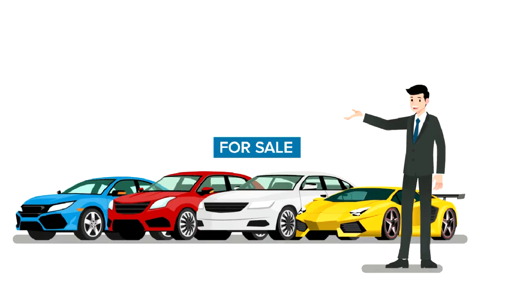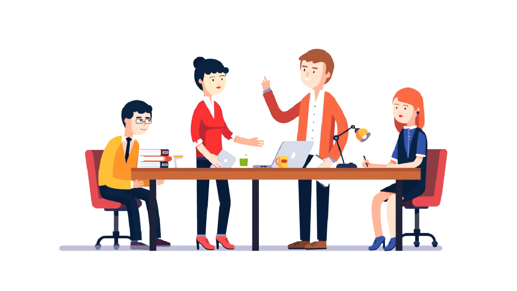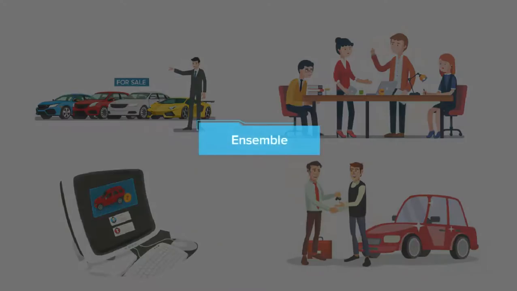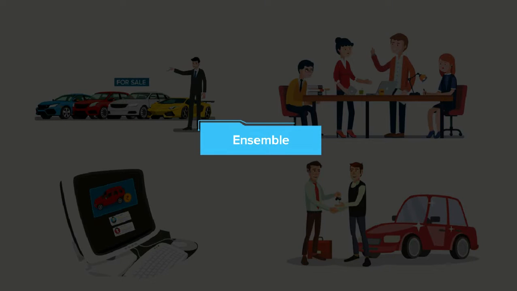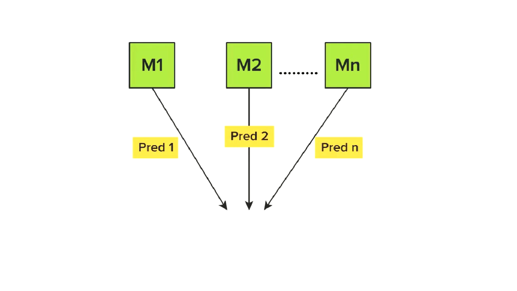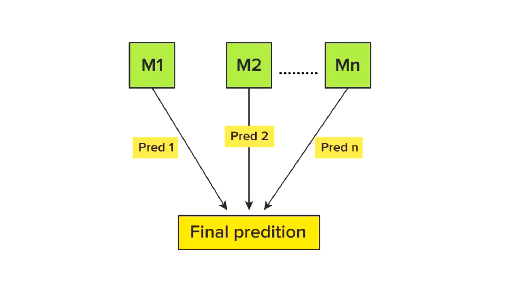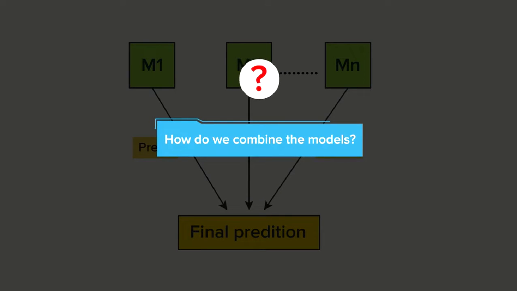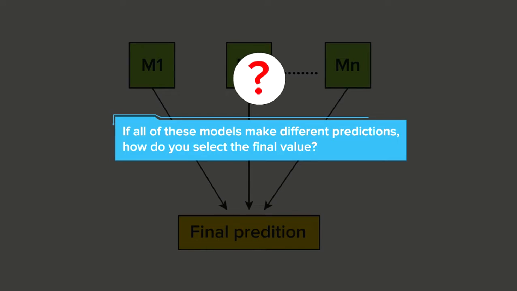So here you research, check the reviews, take into account the opinions of different people before reaching a conclusion. That's the broad idea behind ensemble. Instead of using a single model, you can use a group of models. Based on the predictions of each model, you can make the final decision. Now the question is, how do we combine the models? If all of these models make different predictions, how do you select the final value?